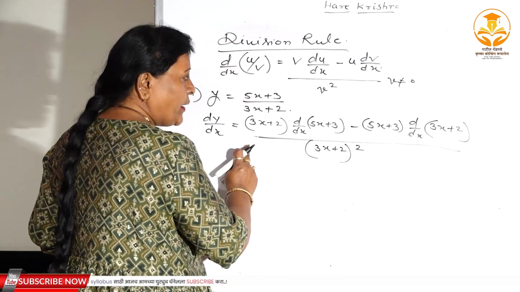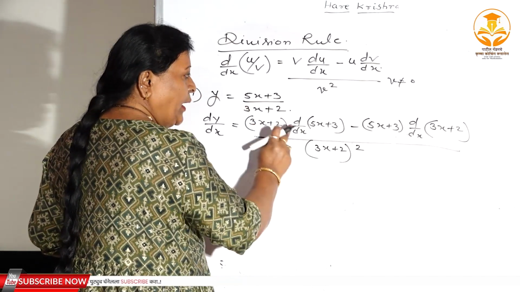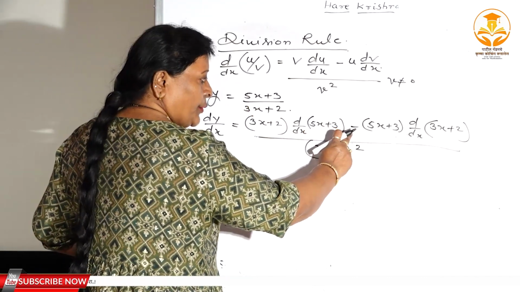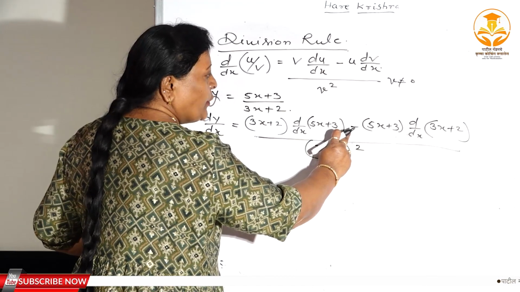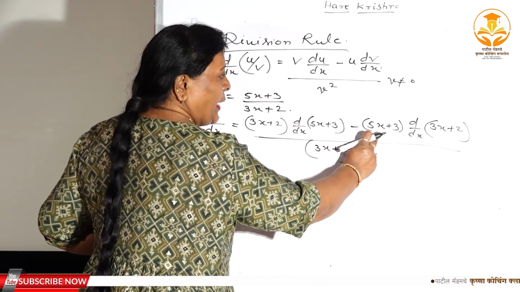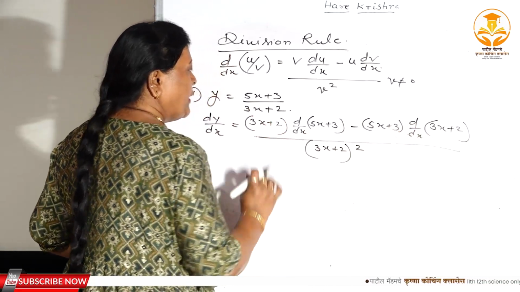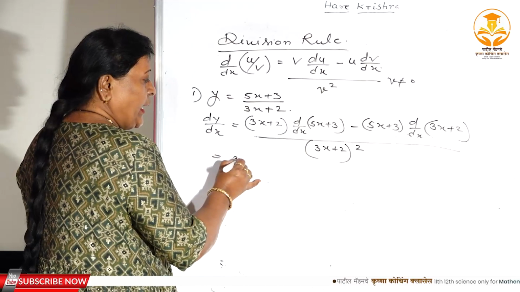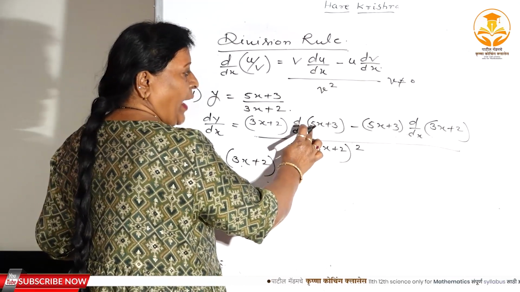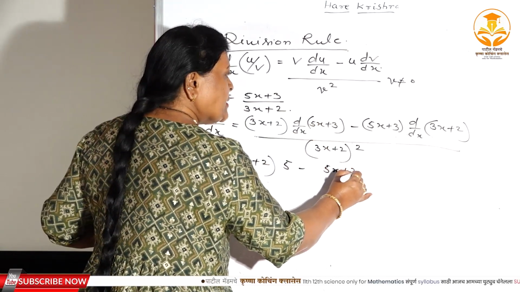क्या कर रहे हैं अपन? डिनोमिनेटर को एज इट इज रख रहे हैं. बाद में you have to take the derivative of the numerator. We have to give the minus sign here. Again, we have to keep the numerator remain as it is. Take the derivative of the denominator and divide it by denominator square, right? Say 3x plus 2. क्या है इसके डेरिवेटिव? 5x के डेरिवेटिव 5, minus (5x plus 3) remain as it is.